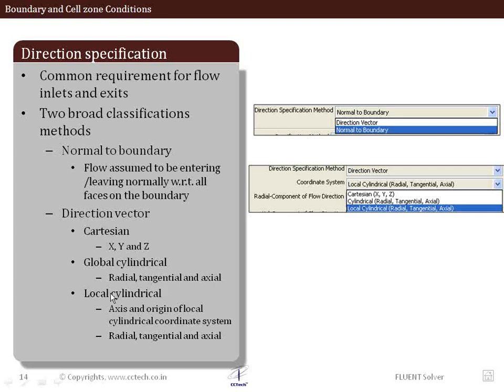For the local cylindrical coordinate system, in addition to specifying the radial, tangential and axial components, we also need to define the location of the local coordinate system with respect to the global one. So in this way you can even generate a local coordinate system at the inlets and specify the tangential, radial and axial components of the flow coming into the domain.